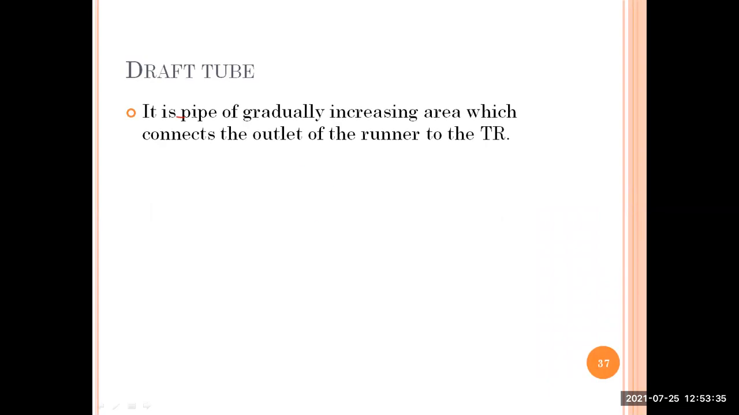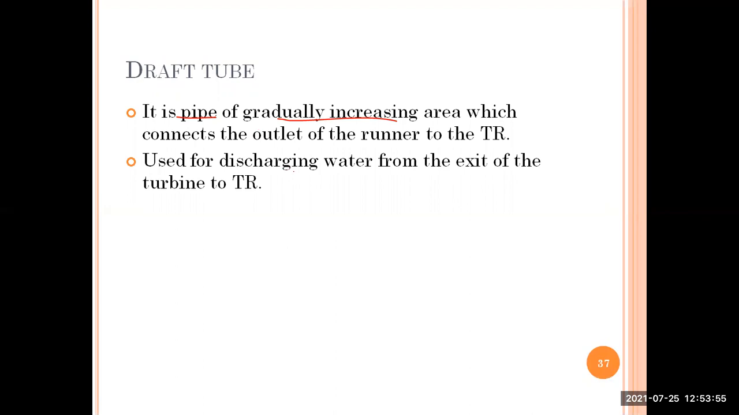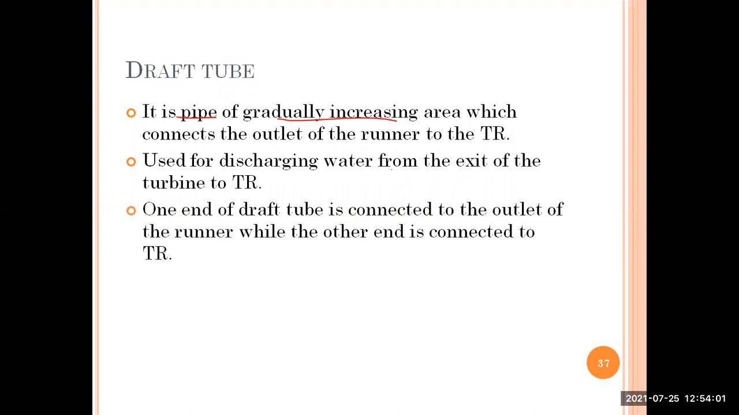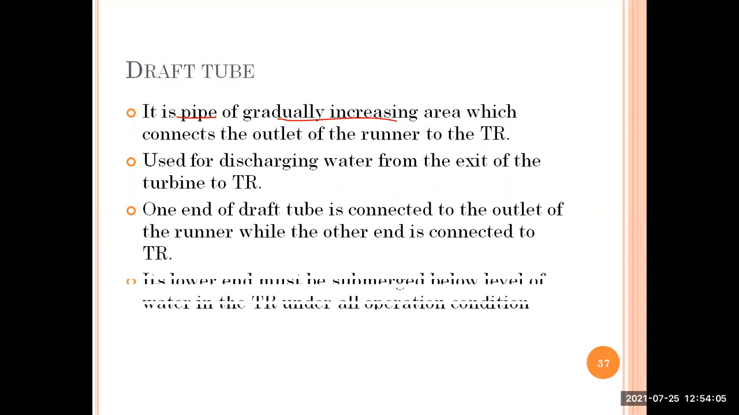See, it is a pipe of gradually increasing area, where one end of the tube is connected to the outlet of the turbine or the outlet of the runner, and the other end is connected to a tail race channel. It is used to discharge water from the outlet of the runner to the tail race channel.